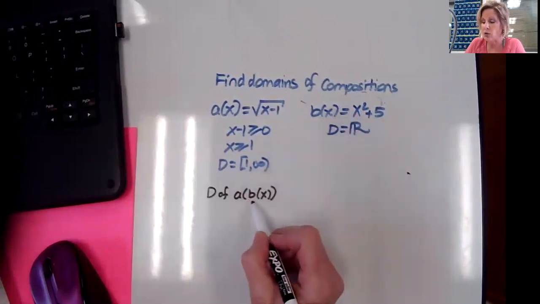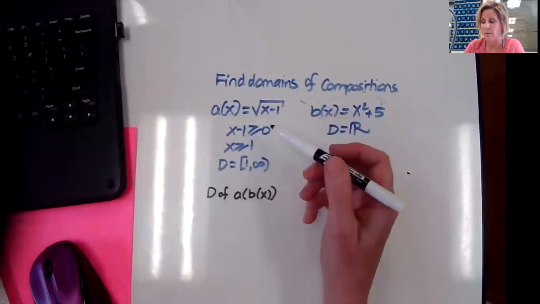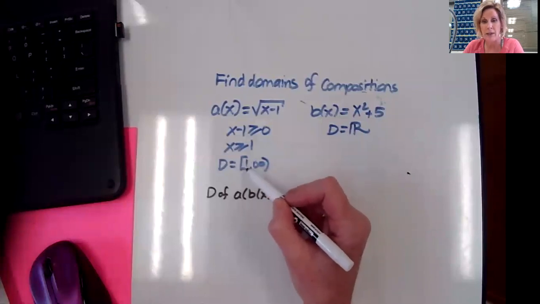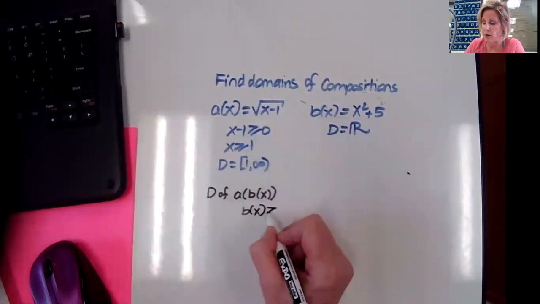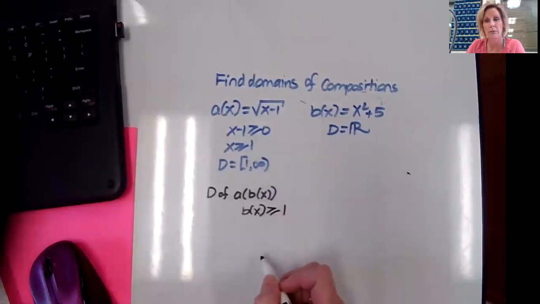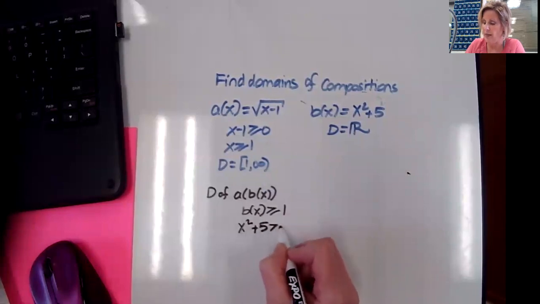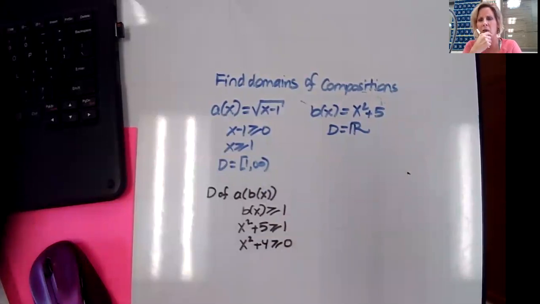I need to make sure that my answers for b of x that are going to be plugged into a of x are allowed. So my answers for b of x have to be in this domain. So I'm saying that b of x must be greater than or equal to 1. All right. Well, b of x is x squared plus 5, and that must be greater than or equal to 1. Wait a minute, that means x squared plus 4 must be greater than or equal to 0. I'm solving a polynomial inequality.